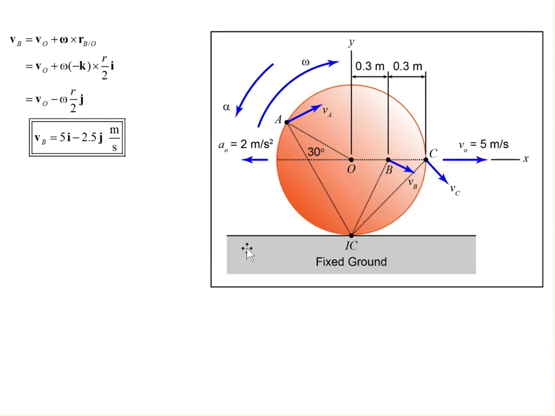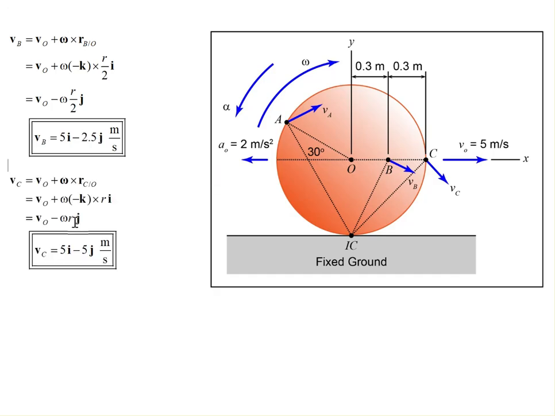All right, we can do that for point B as well. In this case, the RB relative to O is fairly simple. It's just 0.3 in the X. So you see that equation, take the cross product, and we get the velocity for B. And we can do the same for C. So we could go from the IC or we could go from O, but O is easier because it's just 0.6 in the I to get to C from O. So we take the cross product and we get a value.